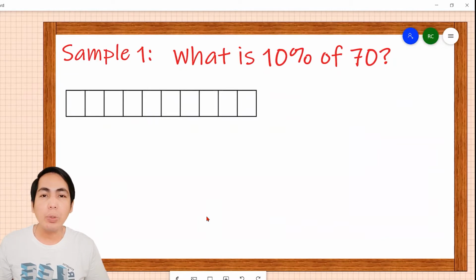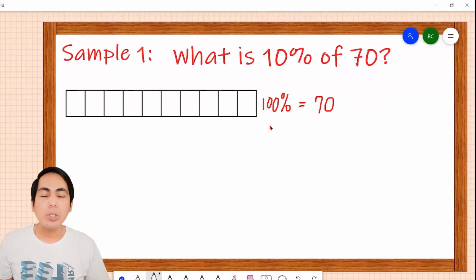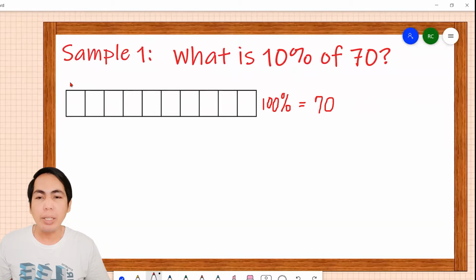First, we are going to use our block model approach in solving for the percentage. So, this block represents 100%. That is equivalent to the total, which is 70. Since the block is divided into 10 equal parts or units, per unit is 10%.